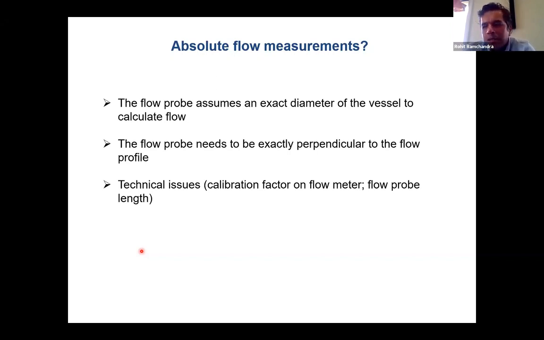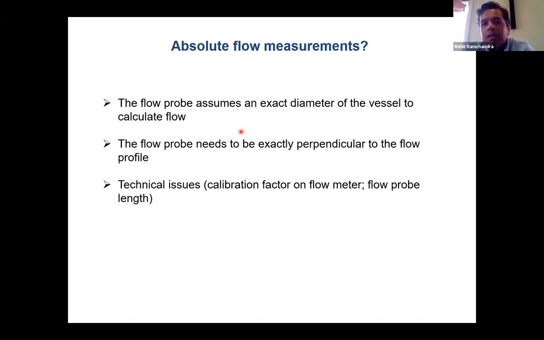And some really minor things about technical issues, but these are really things that should be sorted out. But you have to be mindful about calibration factors as well as flow probe length, just to ensure that when you have something that says it is a certain absolute level of blood flow, that is exactly what you're doing.